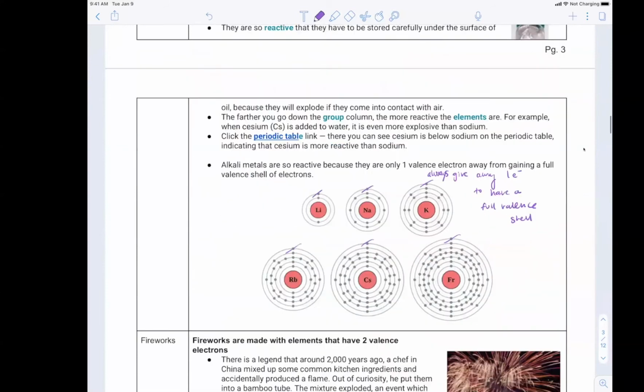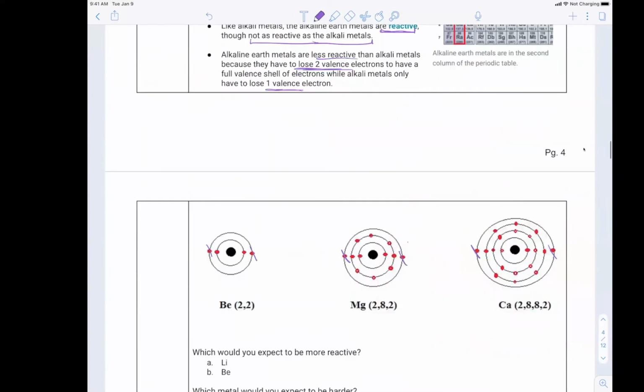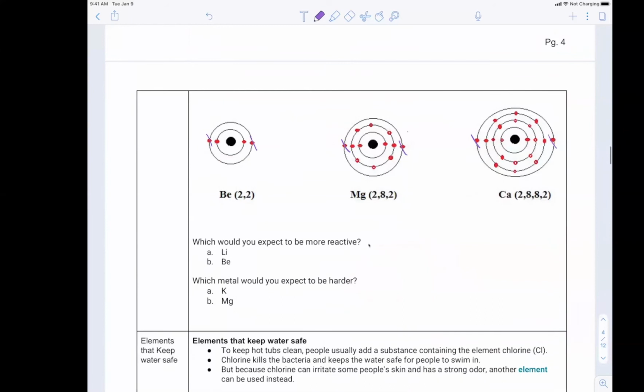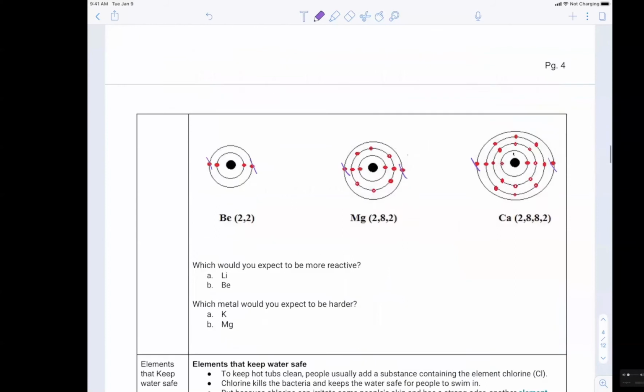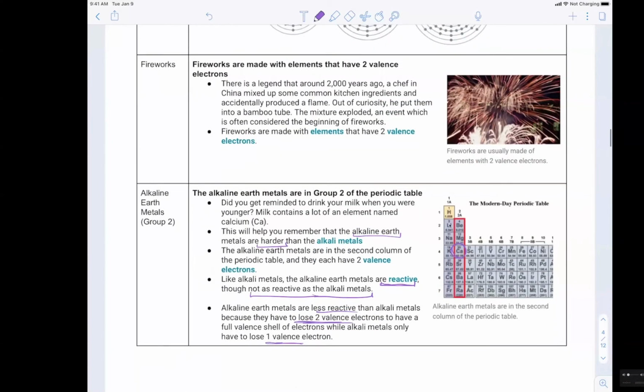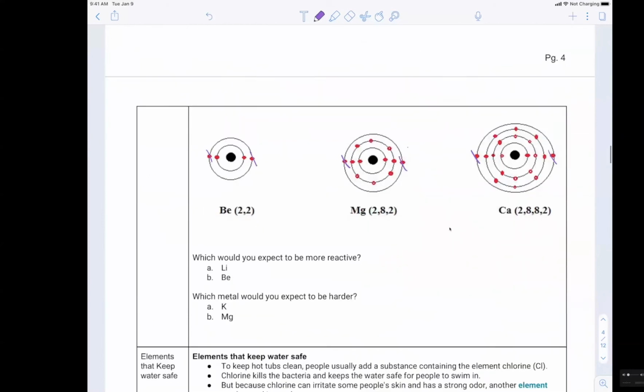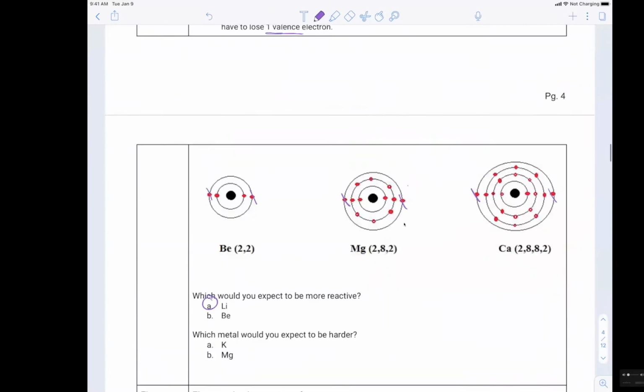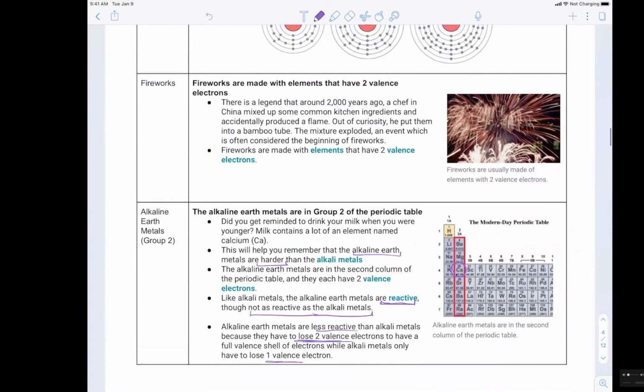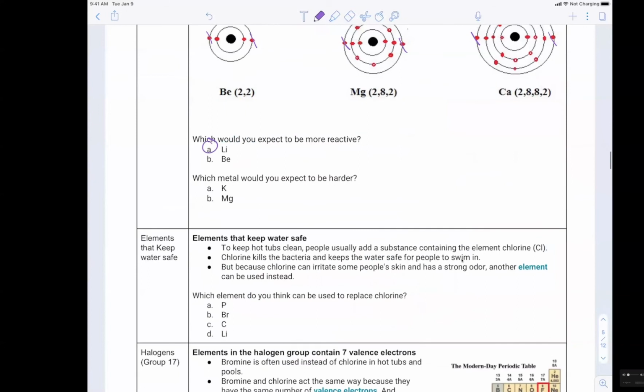Next, which would you expect to be more reactive, lithium or beryllium? You would choose whichever one is an alkali metal. Lithium is in the alkali metals, which are more reactive than beryllium because they're closer to a full valence shell. So lithium would be the most reactive. And then which metal do you expect to be harder? That would be whichever one is your alkaline earth metal. In this case, it should be magnesium, not potassium. So magnesium would be the harder metal.